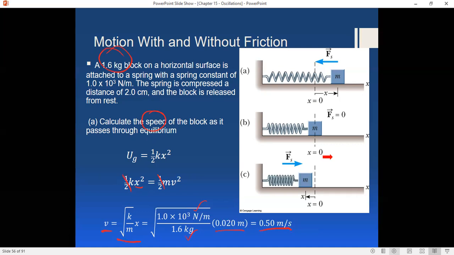Now, again, you could have used the previous equation. Remember the previous equation said v equals plus or minus the square root of k over m, A squared minus x squared. Sorry, reverse that. We can't have a negative here because x can never be greater than A. I wrote that backwards.